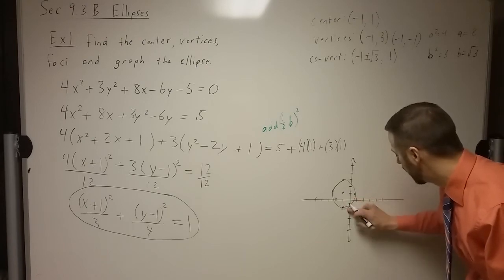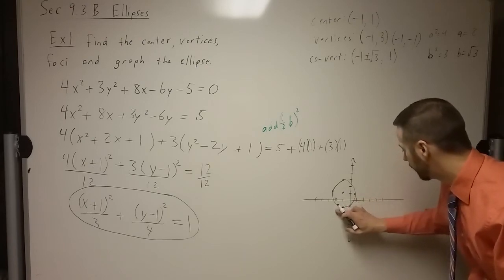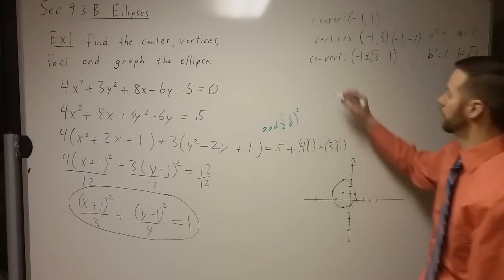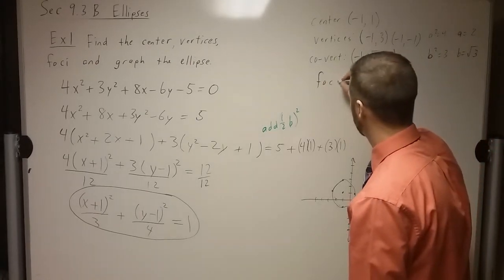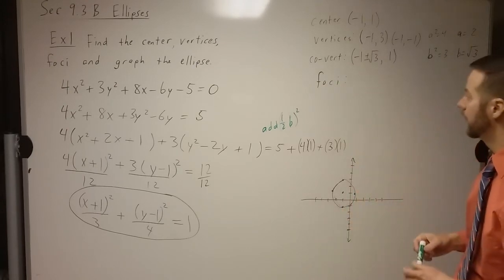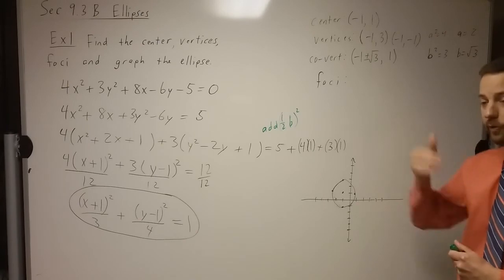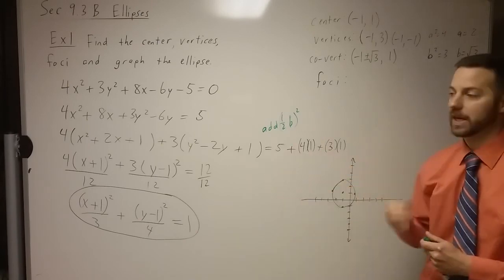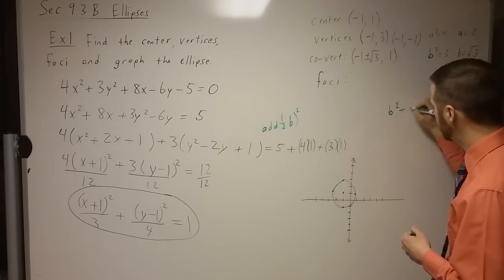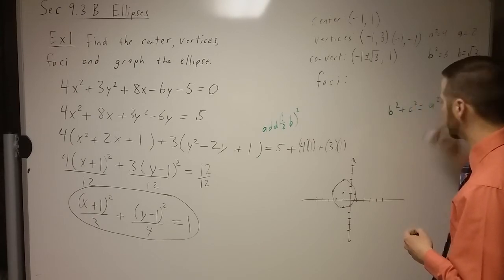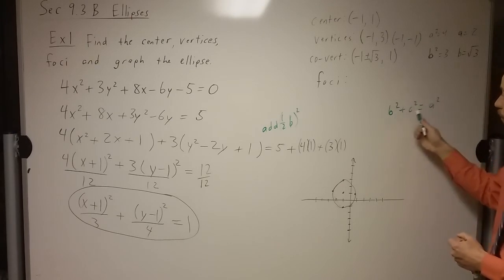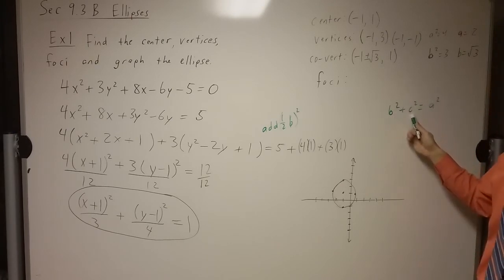And then the only other thing that I think we should find here is the foci. That was part of the original question. Now to find the foci, we're going to need to use the relationship between a, b, and c in an ellipse. We said that b squared plus c squared equals a squared. We know that, we know that, we don't know that, and that's what we need for the foci.